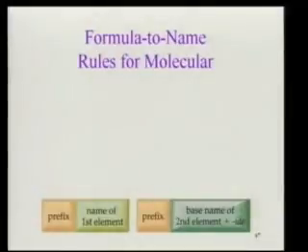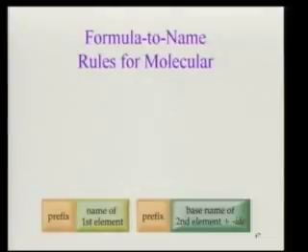All right, we're going to name the first element. You just give me the name of it. So as long as you studied the elements on the periodic table, we've already taken that quiz, you should know the names of most of these elements. So you just name it. And then you put a prefix in front of it that tells me how many of them are there.